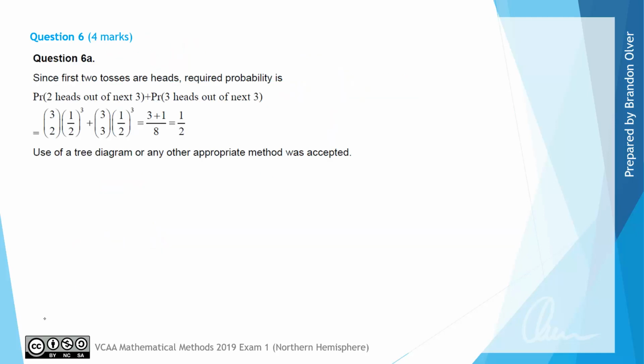From the examiner's report, we can see that their method of solving this was similar to the one that we did on the previous slide, and they also said the use of a tree diagram or some other appropriate method was also accepted for that question.